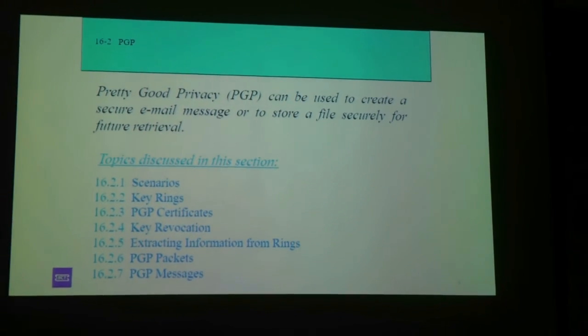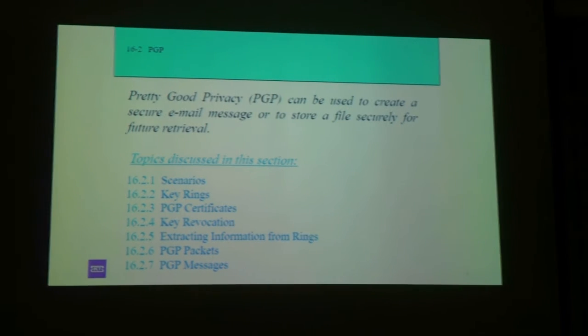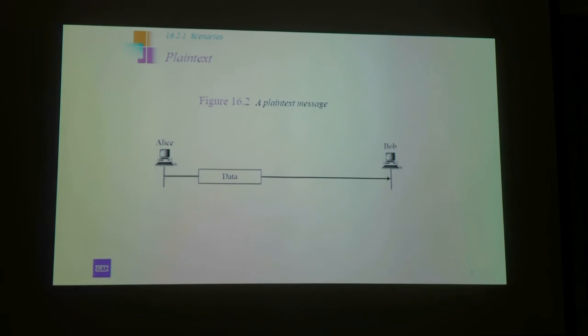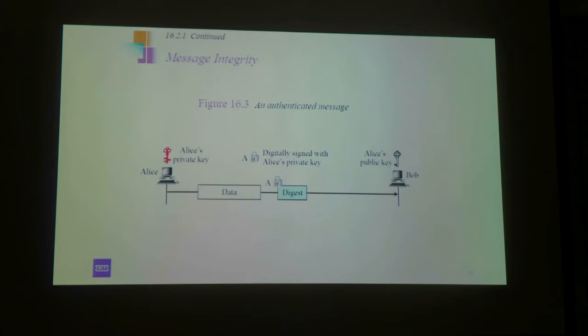All right. So Pretty Good Privacy, PGP, can be used to create a secure email message or to store a file securely for future retrieval. The simplest way of transmitting the data is using plain text. You have Alice generating the data and sending it to the public. No encryption, nothing.